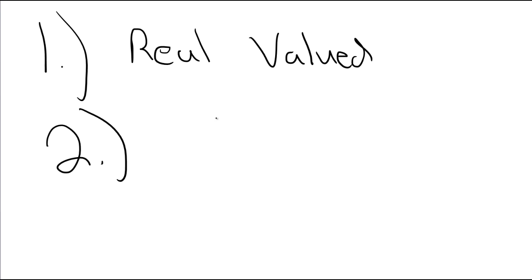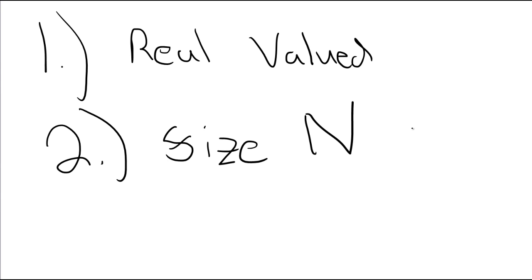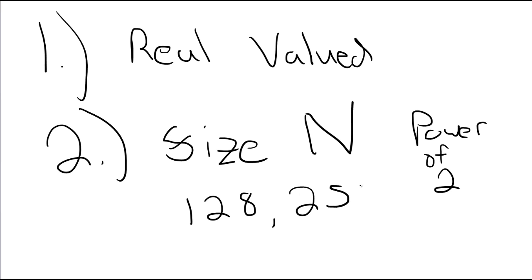Second, all right, if we're real valued, the size n is a power of 2. All right, so that means our input sequence is 128, 256, 512, so on and so forth. In the second one, it turns out we can get away with the real valued and still get an efficient algorithm that's better than a straight DFT. But the big one is that we have a power of 2.